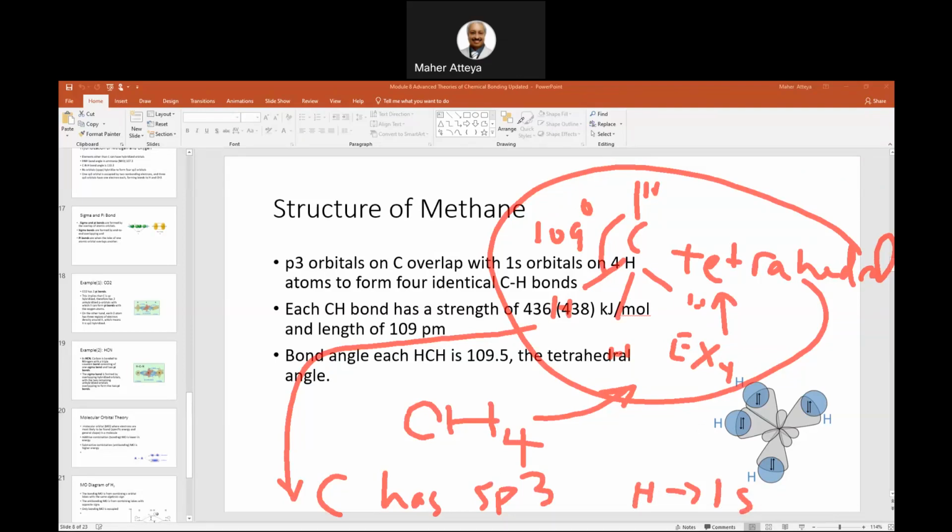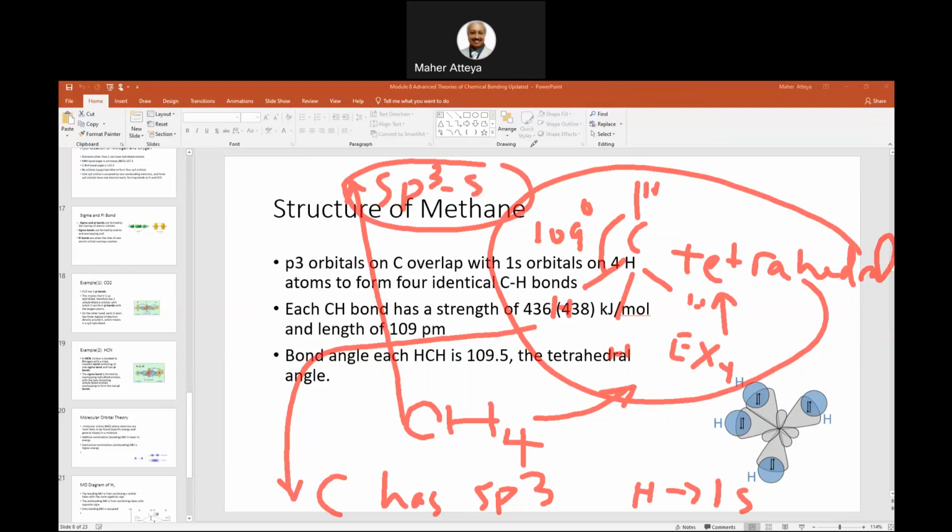1s. So if you look at the whole thing, the hybrid here will be sp3, sp3-s. So the hybridization of methane is sp3 from the carbon, and s.